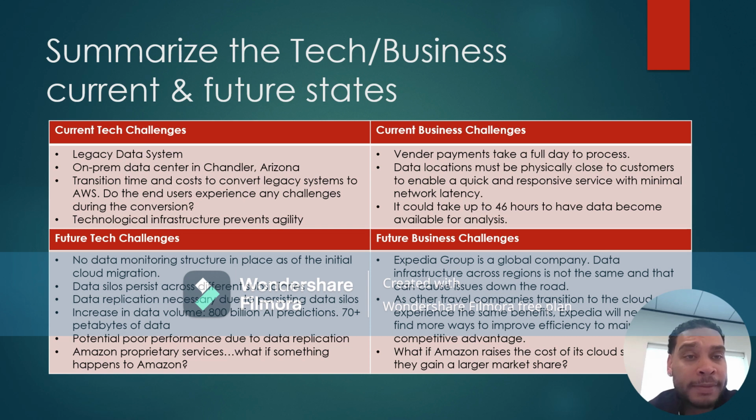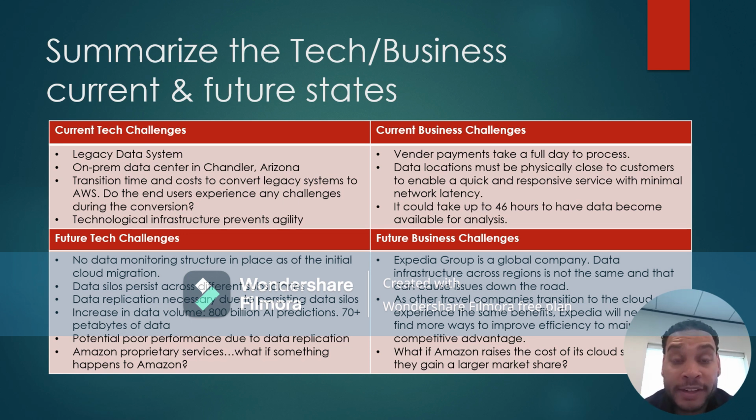So how does this look in terms of current and future? The current challenges they had, obviously, were the physical data center and the legacy data system they were trying to transition from. Some of the challenges they had were the transition time and the cost to convert this legacy system. They also had the high latency, the many touch points, and then because they were locked into the physical data center, they didn't have the infrastructure to be agile.